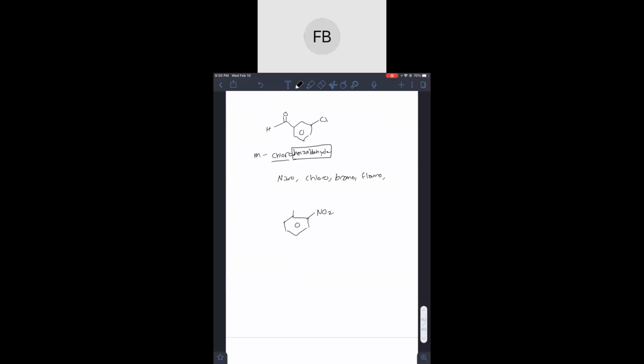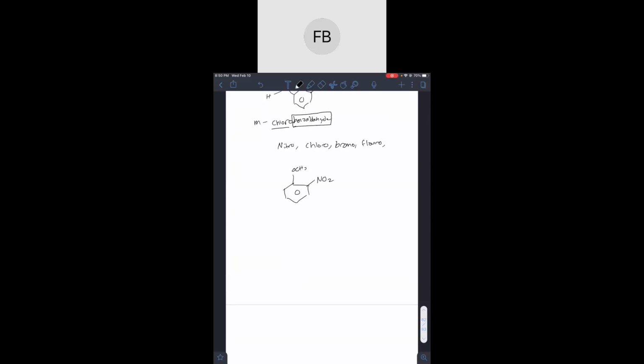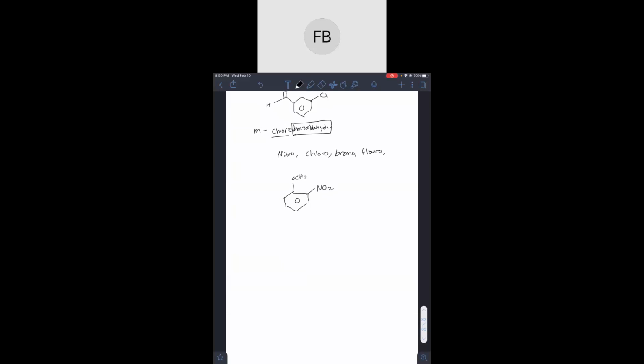So this one has, okay. So for this one, what is that? What is this? Oh, JD is saying cyano. Cyano is basically CN. Fluoro is just F. Bromo is Br. Chloro is Cl, and nitro is NO2.